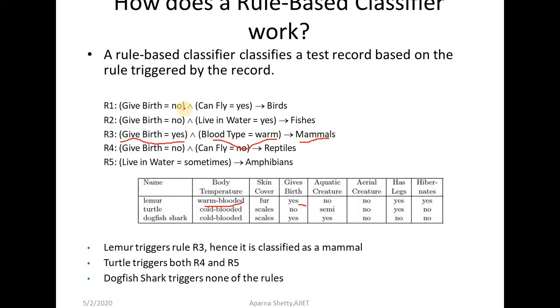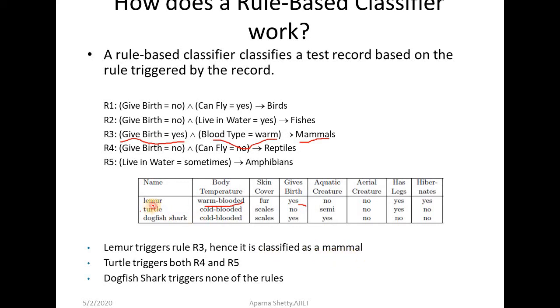Does any other rule satisfy lemur? Here it does not satisfy. Gives birth is equal to no. Here also gives birth is equal to no. Here also gives birth is equal to no. So all the other rules do not satisfy. So lemur triggers rule R3, hence it can be classified as a mammal.